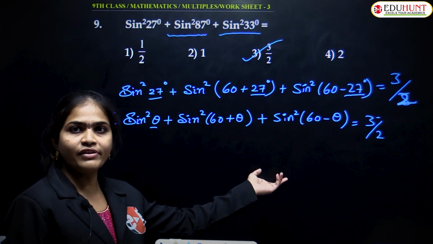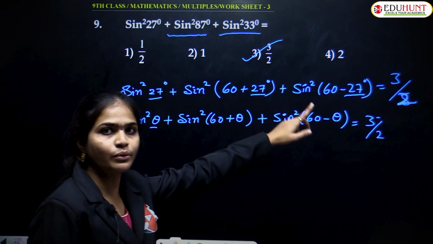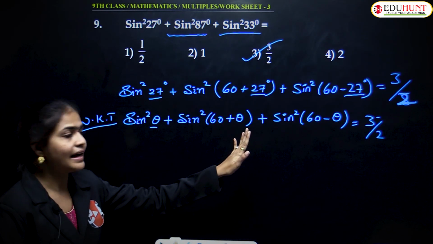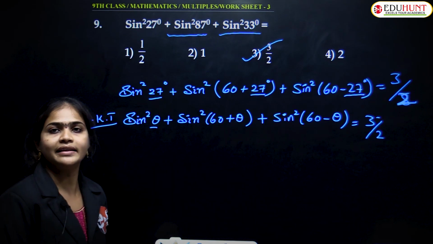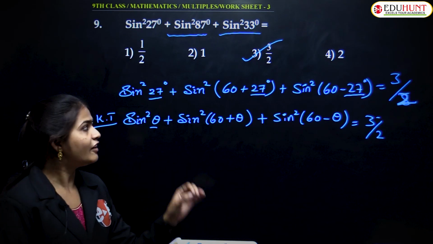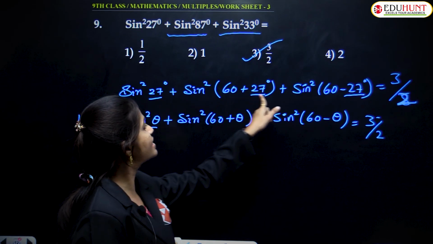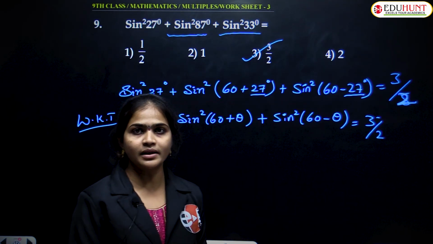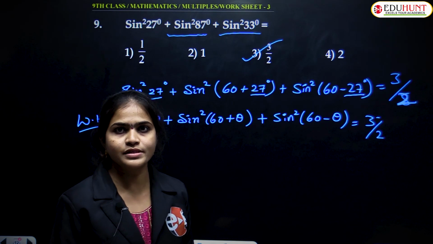So no need to simplify it. If you simplify this, you will also get 3 by 2, or if you apply the direct identity, you will directly get 3 by 2. Understand? If you have any doubt, just simplify this using the sine of a plus b formula and sine of a minus b formula. We already did that in the proofs, so no need.